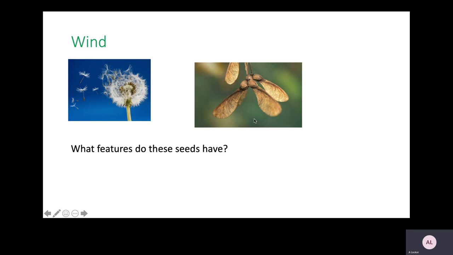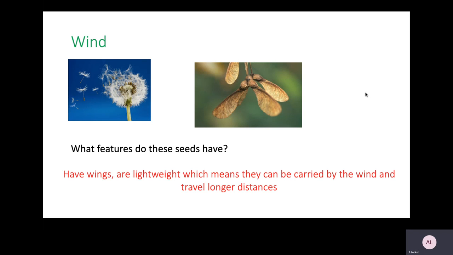These seeds here then, we say that they've got helicopter wings. These are normally found on trees, really high up. A breeze comes past through the tree, and once the tree is ready to release the seeds, they get carried by the wind, and some of these will travel quite far. So they've got wings, they're lightweight, which means they can be carried by the wind and travel longer distances.